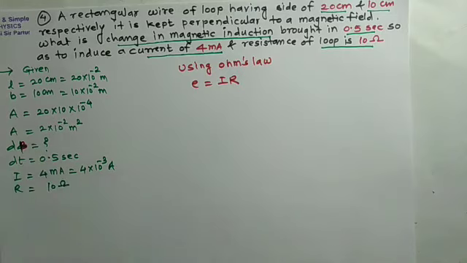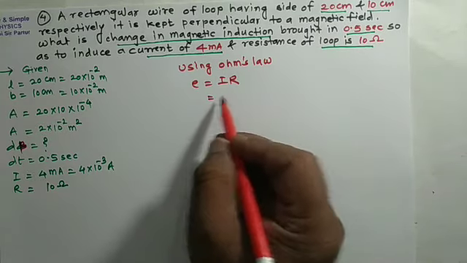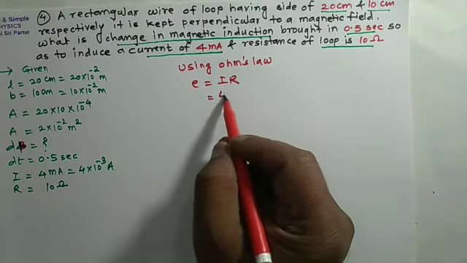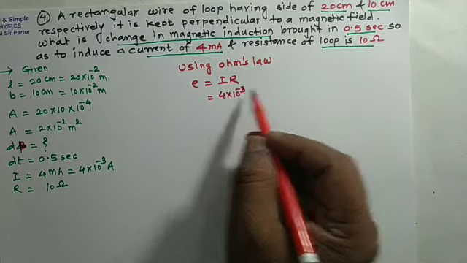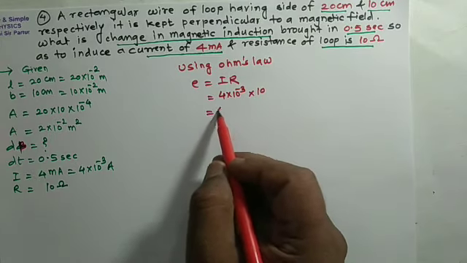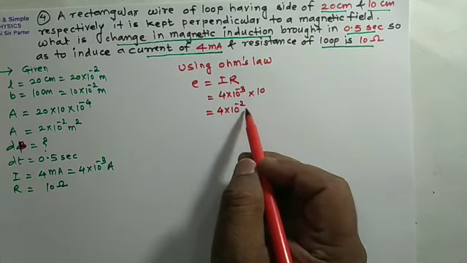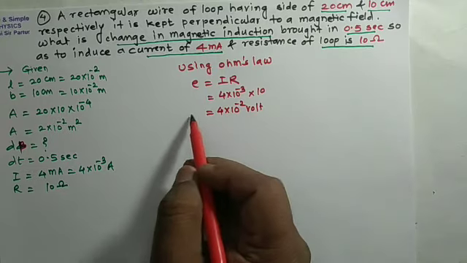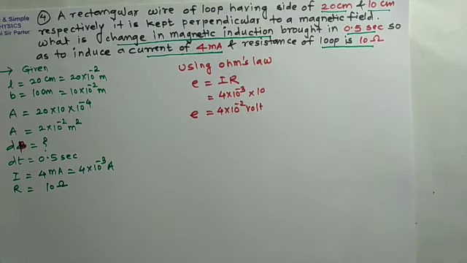Here dB, the magnetic induction, will be found out. So E equal to IR, we can find by substituting the values: 4 into 10 to the power minus 3 multiplied by 10. So it is 4 into 10 raised to minus 2 volt. E will be given as 4 into 10 to the power minus 2.